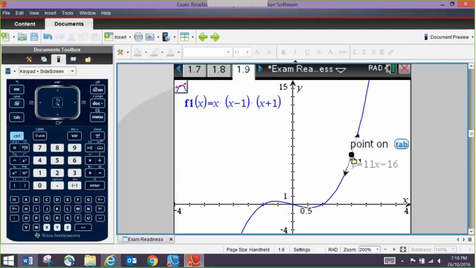And so I can then just go to my point that I've already marked, and you can see that already, before I even press anything, it's telling me what that tangent line is. And there I have it at y equals 11x minus 16. So I found the equation of the tangent fairly quickly.